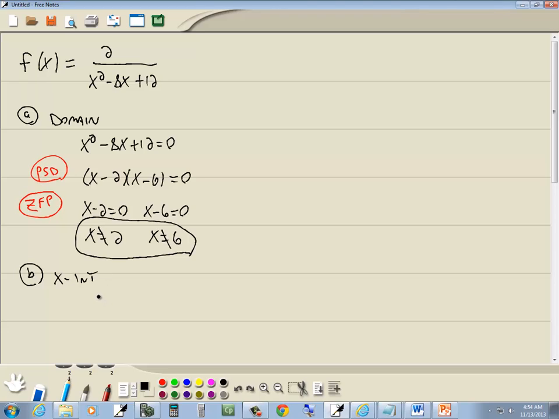Now, if you want to find the x-intercept, you want to plug 0 into the other variable. So plug 0 in for y. So we've got 0 is equal to 2 over x squared minus 8x plus 12. Now, whenever you have a single fraction equal to 0, you can set your top part equal to 0. So we set 0 equal to 2, which doesn't have a variable, which means there is no x-intercept.